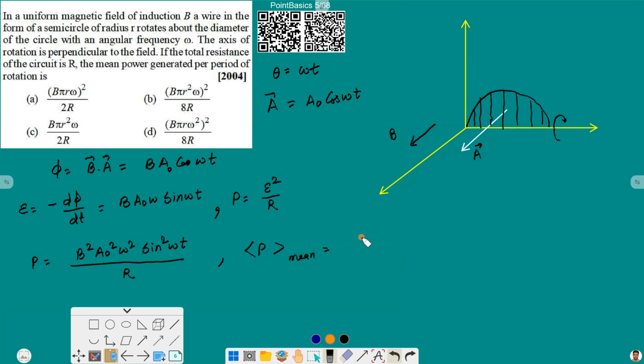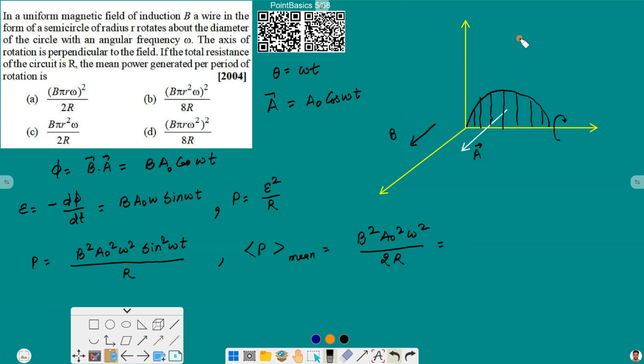So this will become B square A naught square omega square divided by twice of the R. Now, in the options, the value of area is substituted. So we will put it here.